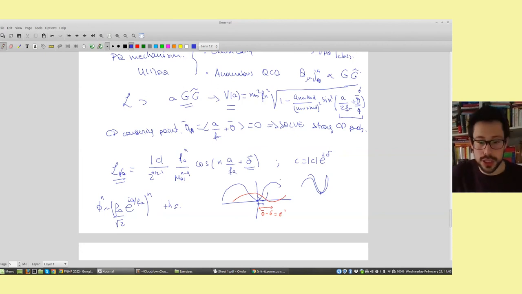So does this answer your question? So the delta prime is the difference between the minimum of the potential that comes from QCD and the minimum of the potential that comes from this operator that came from this delta, that is the phase of the parameter that we started with in the operator. Yes, yes. Okay, thanks for the question.